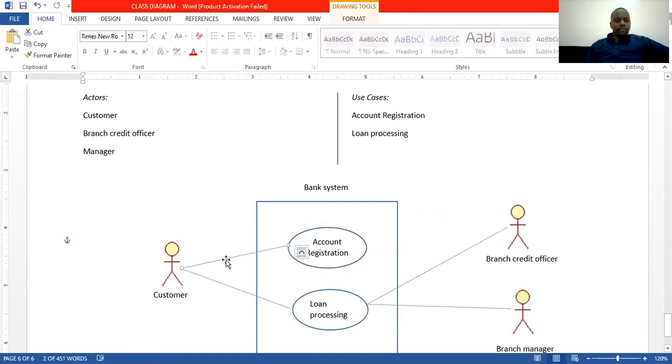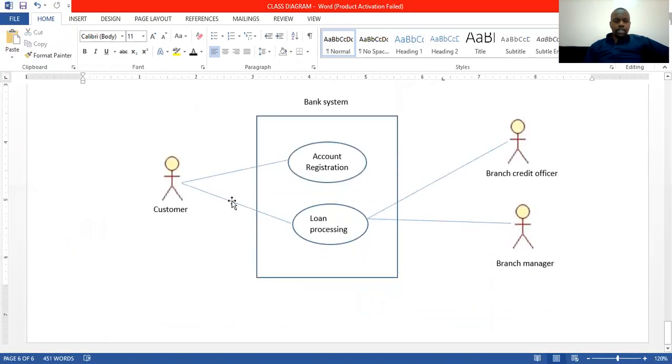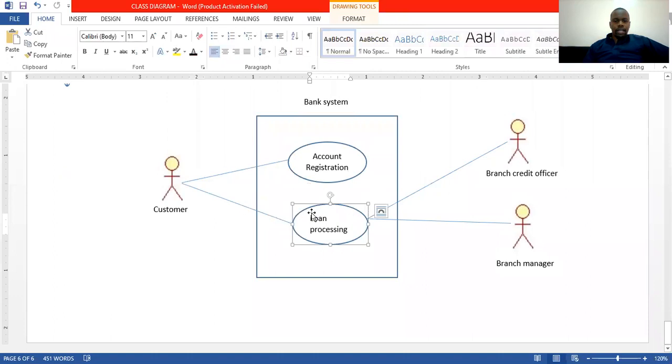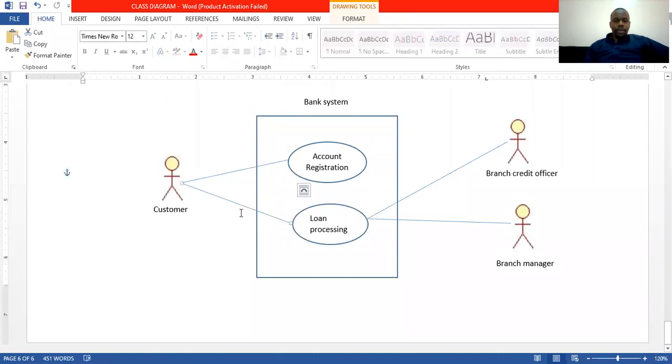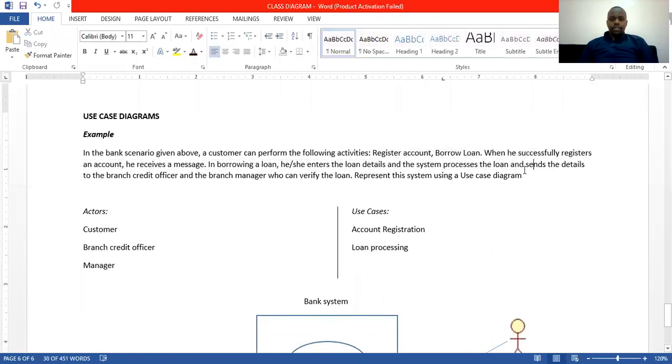So here we have entering details, and also here we have the use case receiving what? Output, in the form of a message. We just show it using one link. Okay, and then when he enters the loan, in borrowing a loan, he enters the loan details. So he interacts with the system using this particular entity. This is the entity that allows the user to actually borrow a loan.